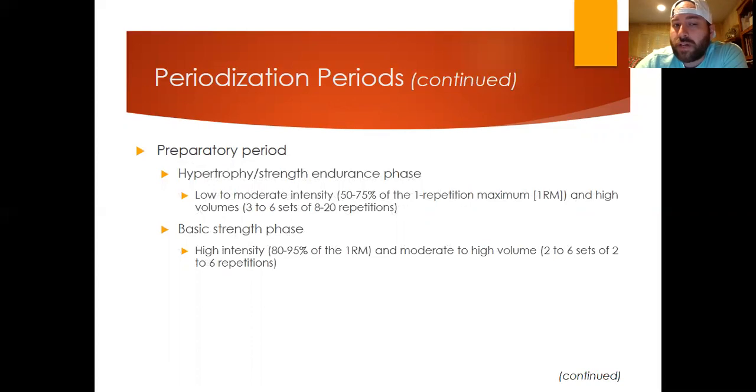We can have a hypertrophy and strength endurance phase, so that we have low to moderate intensity. So it's 50 to 75% of that 1 RM at high volumes, so 3 to 6 sets of 8 to 20 repetitions. Along with a basic strength phase, we have a high intensity. So it's 80 to 95% of the 1 RM, and moderate to high volume, so 2 to 6 sets of 2 to 6 repetitions. Obviously, if you're doing a lot of stuff where it's heavier, you might want to decrease the number of sets a little bit. And we'll start talking about all that moving forward.